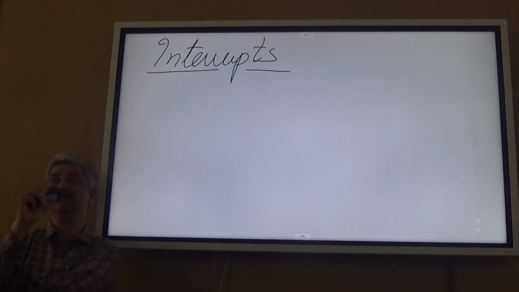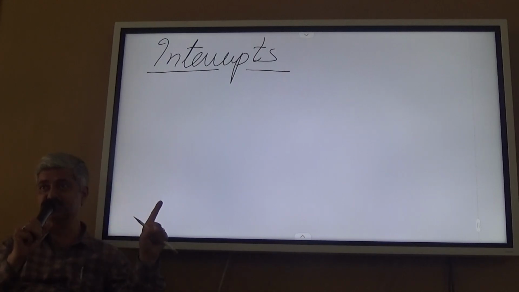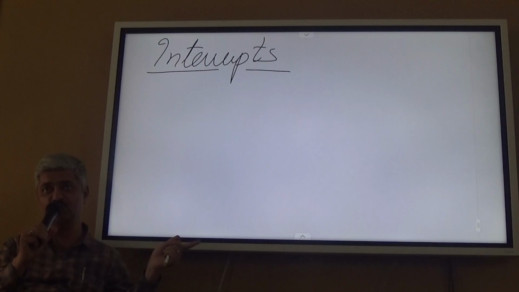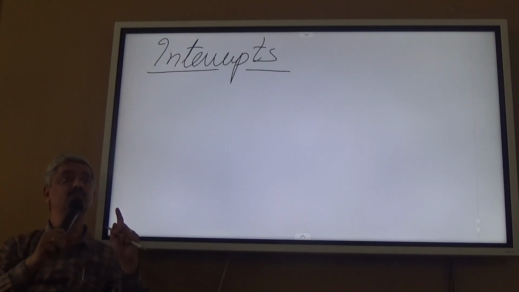So let us take some application. Last time we had discussed that a microprocessor can be connected with some components in memory.